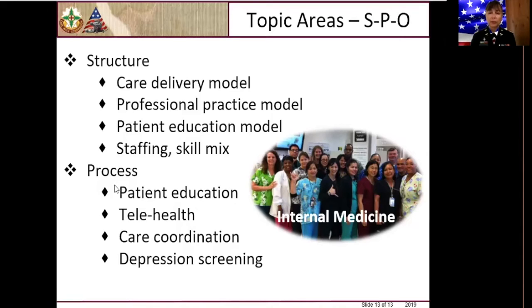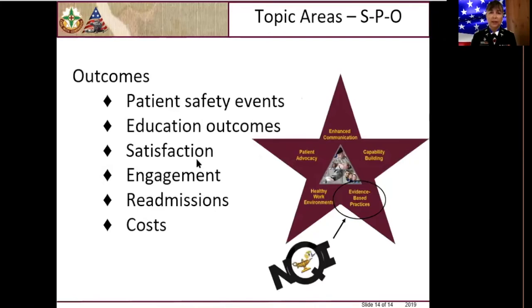Or processes, what you actually do, what the staff actually does to improve care, and then what the outcomes are, especially satisfaction and engagement of patients, and cost. So cost per value, or cost of care, the value of care, is also a major player in this.